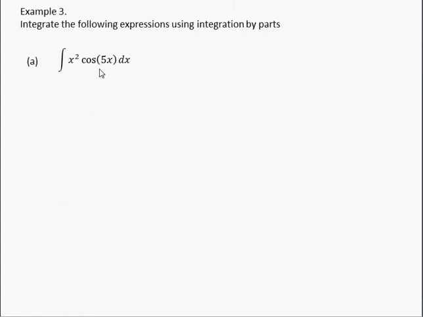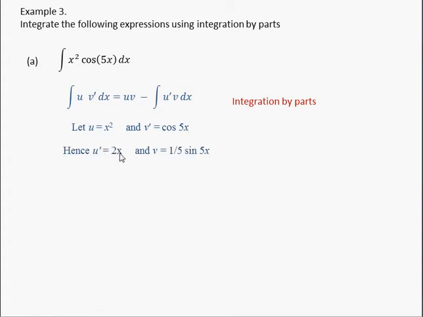Okay, in this one, we use our integration by parts. We'll say u equals x squared, and v dash is cos 5x. So u dash is 2x. Okay, if I substitute these four expressions back into this formula, I get that.